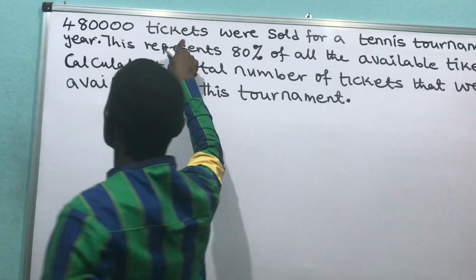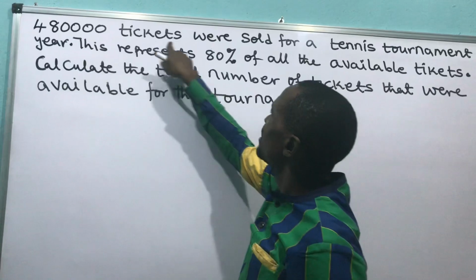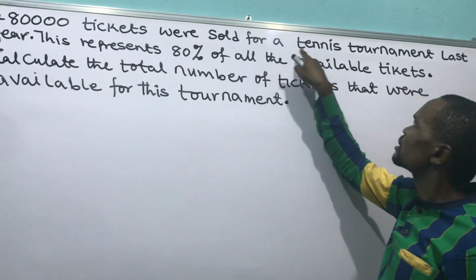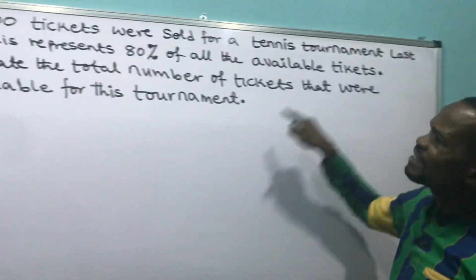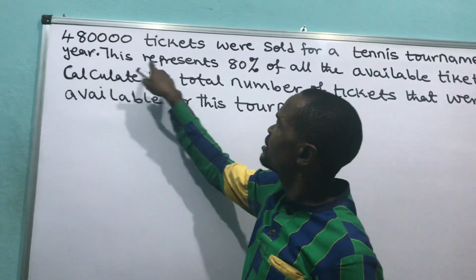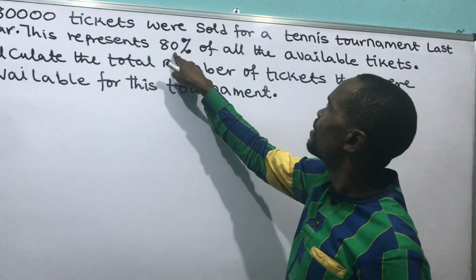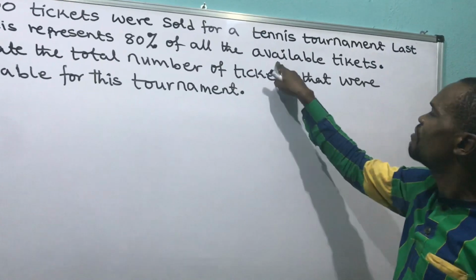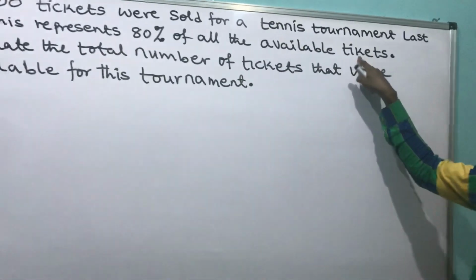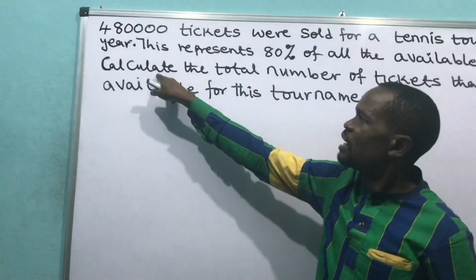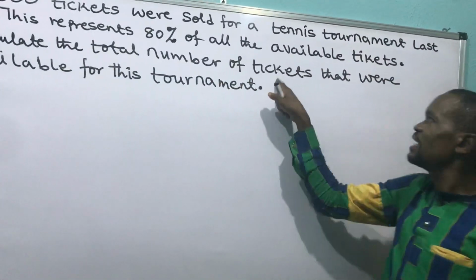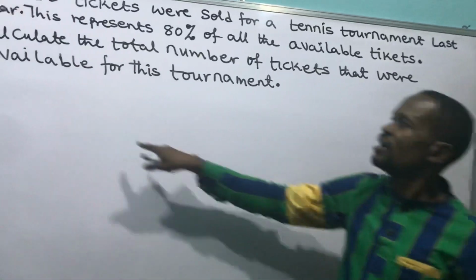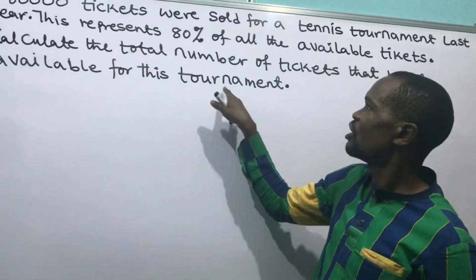480,000 tickets were sold for a tennis tournament last year. This represents 80% of all the available tickets. When I ask, calculate the total number of tickets that were available for this tournament.